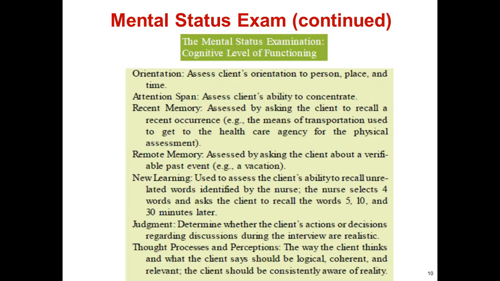If patients are not coherent, logical, or aware of reality, it should be considered abnormal. Maybe the patient has a false fixed belief. Maybe the patient has a misperception of stimuli, or has sensory perception without any stimuli, right? This is also part of the mini mental status examination.